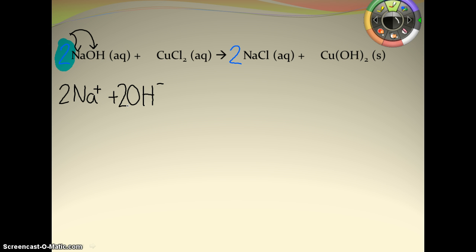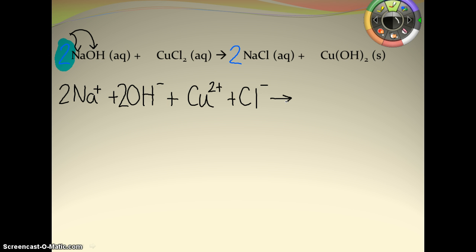All right, continuing on down the line. Plus, we have copper(II) chloride. It's aqueous. So we have our copper, which is going to have a 2+ charge, plus our chlorine, which is going to have a -1 charge. That takes care of our reactants. We've separated everything that is aqueous into its ionic state. Now we can move on to our products.